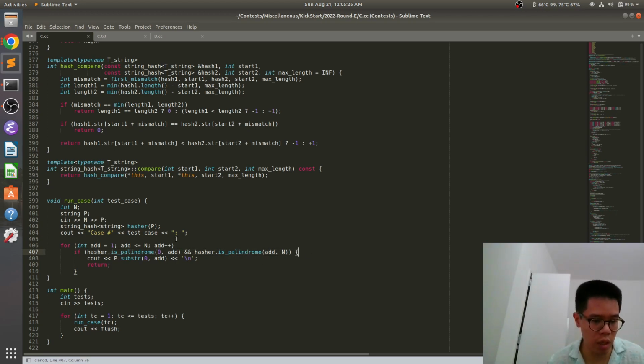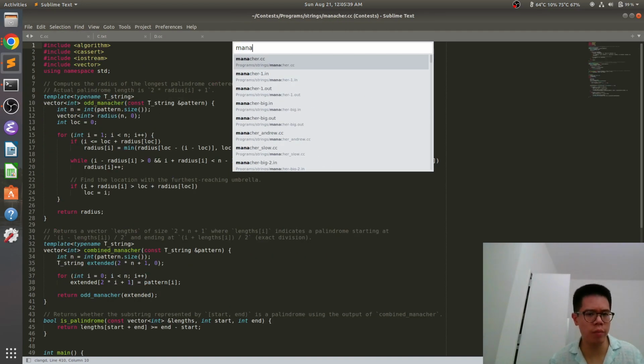And this gives me O of n time for my solution. I just check from 1 to n to see if it breaks it up into 2 palindromes, and then if so, we're done. There are other ways to do this too. There is Manacher's algorithm.